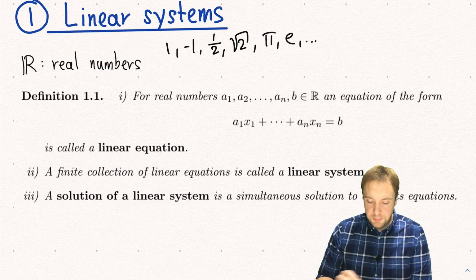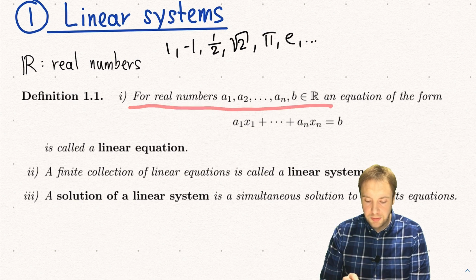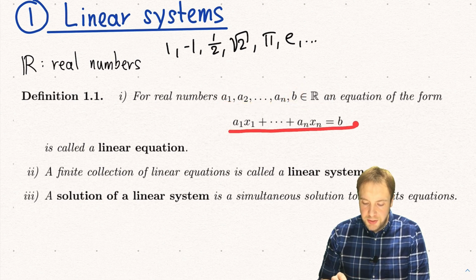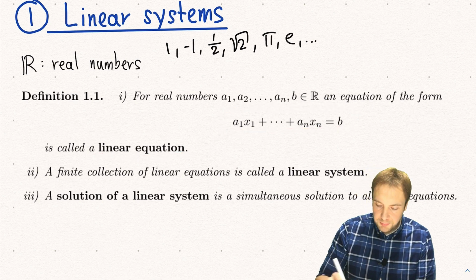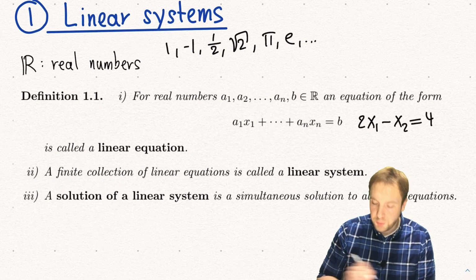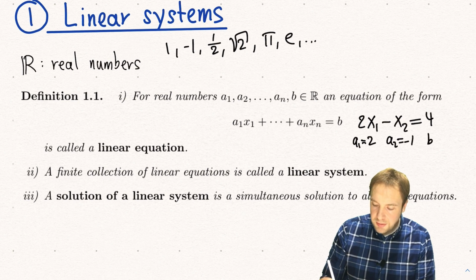Okay, and with this we can now define what a linear system is. So first, if we have some real numbers a1 up to an, so we have n numbers here, and an additional number b, then an equation like this we call a linear equation. So one example we saw before, for example, 2 times x1 minus x2 equals 4, would be an example of a linear equation. And in this case here a1 is 2, a2 is minus 1, and b is 4.